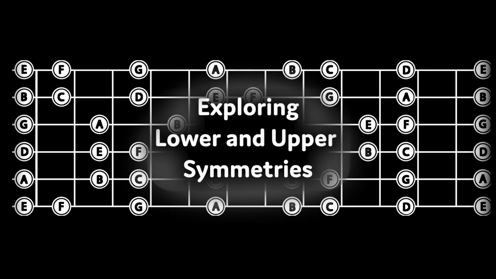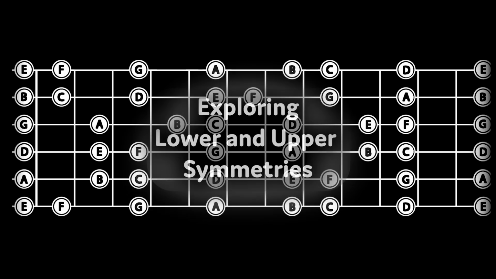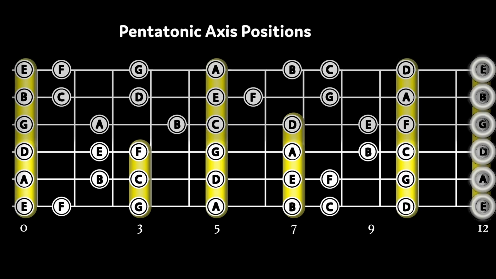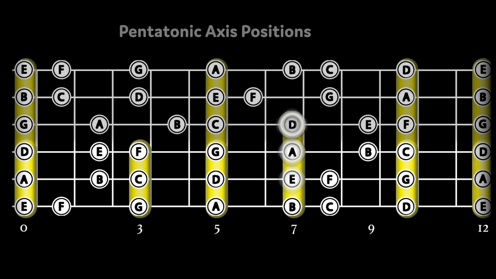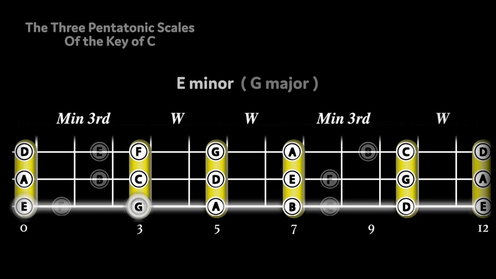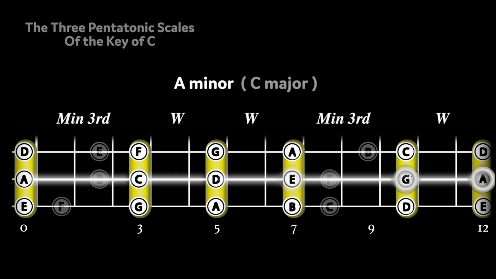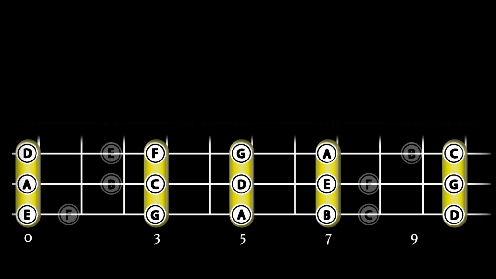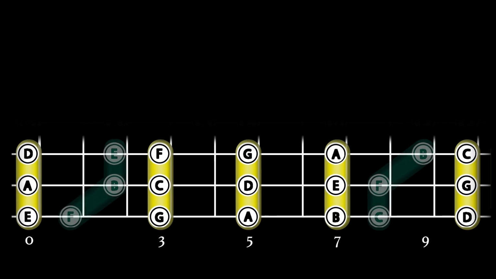First stop on our grand tour, the pentatonic axis positions. And the 3 pentatonic scales aligned on them. This accounts for all but 6 note positions on the 3 low strings in the key of C.